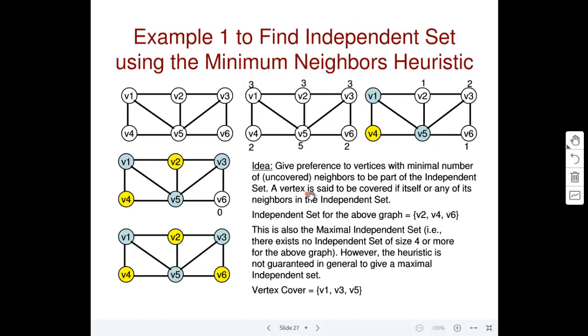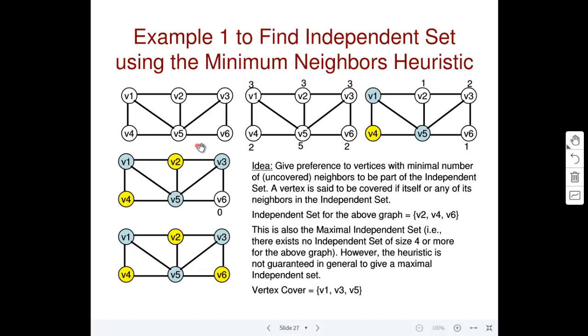Now again, as I said, you want to find the maximum independent set. Given a set of vertices in the graph, you want to include as many vertices from this set in the maximal independent set. So we want to maximize the size of the independent set. That's the objective, remember. So we are going to again look at a greedy strategy here.